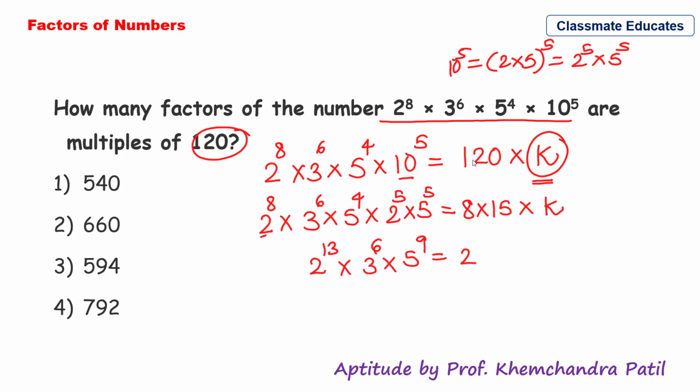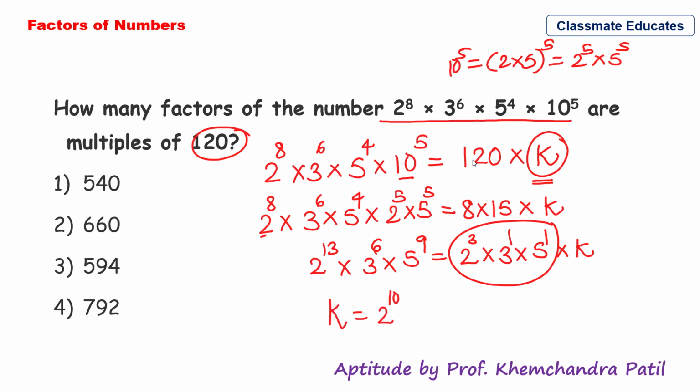That is equal to 8, which is nothing but 2 raised to 3. This is 3 raised to 1 into 5 raised to 1 multiplied by k. So what will be the value of k? This part will divide when coming over here. So what I am getting here, k is equal to 2 raised to 10. This 3 will cancel, multiplied by 3 raised to 5 multiplied by 5 raised to 8. Now this is what you required.